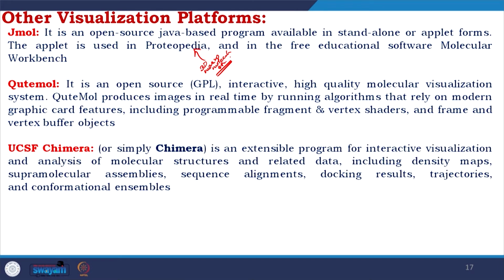UCSF Chimera, or simply Chimera, is an extensible program for interactive visualization and analysis of molecular structures and related data, including density maps, supramolecular assemblies, sequence alignments, docking results, trajectories, and conformational ensembles. It's a very widely used program and it's a really good platform.